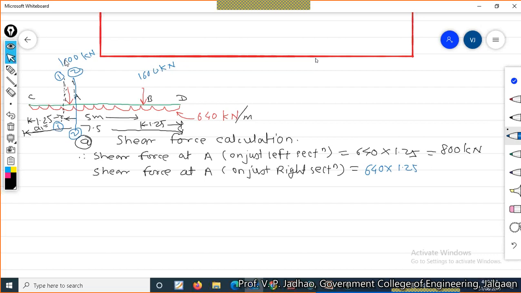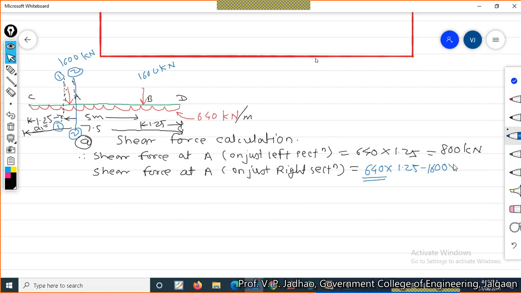Now this 1600 kilonewton load is going in downward direction. Therefore it will be considered as negative, so it is negative 1600. Now, but this is an unfactored load. This 1600 is unfactored load, whereas this 640 is a factored soil pressure.